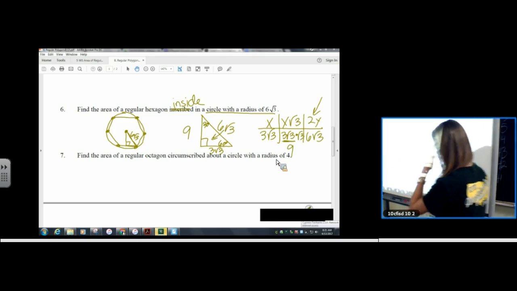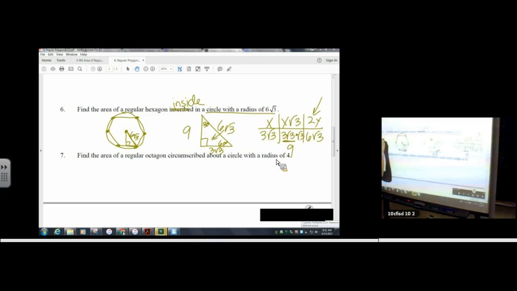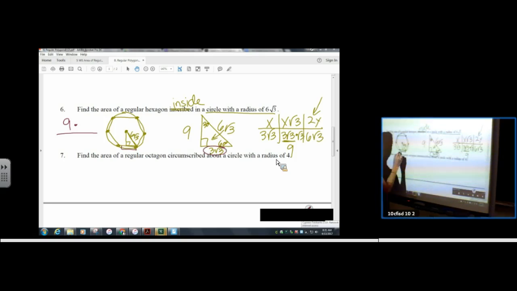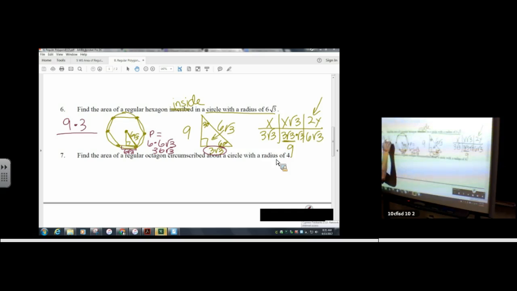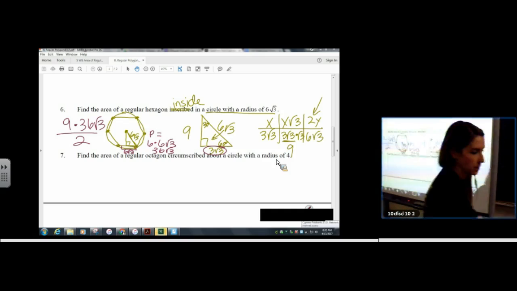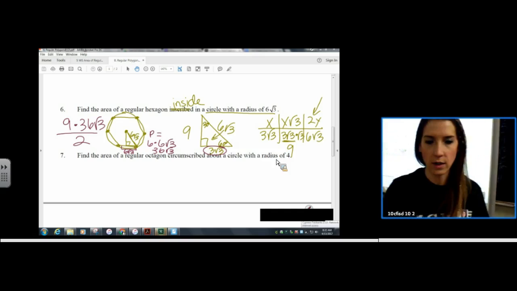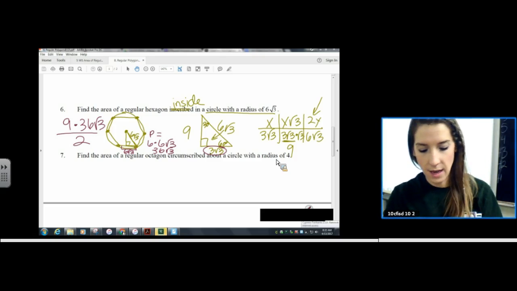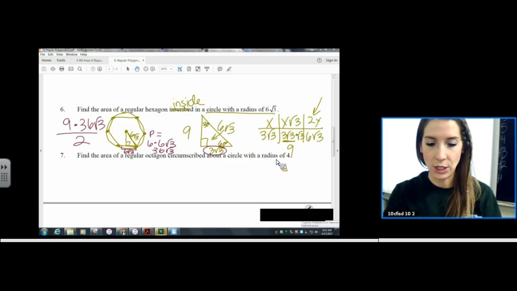We are ready to go to our formula. Apothem times, okay, perimeter. We need to be careful. The whole side is not 3√3. The whole side is 6√3. And there's 6 sides. So this is the perimeter. Apothem times perimeter divided by 2. So you would do 9 times 36 in your calculator divided by 2.